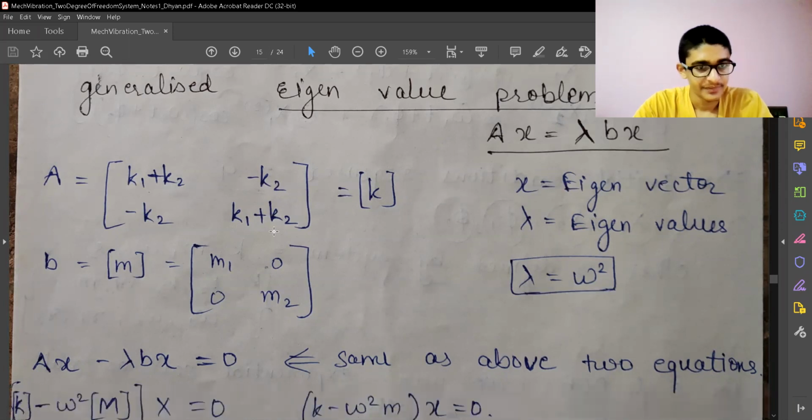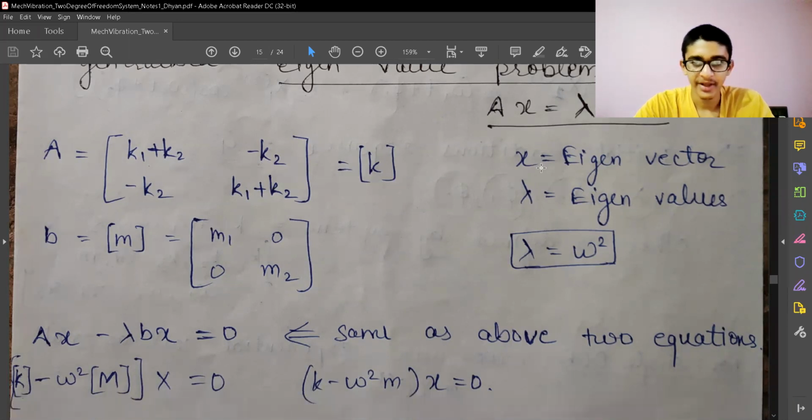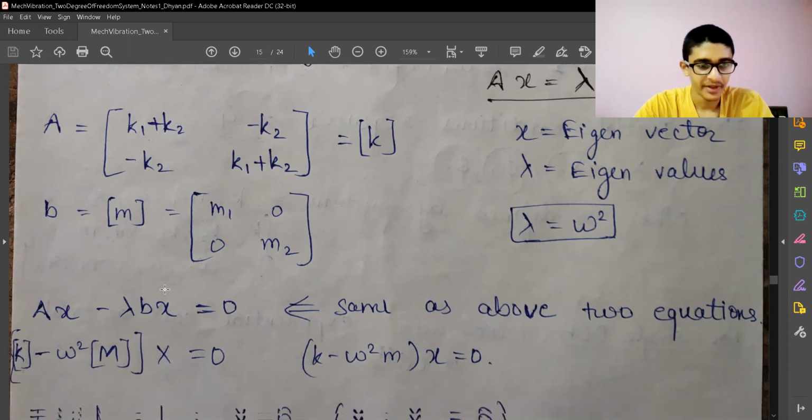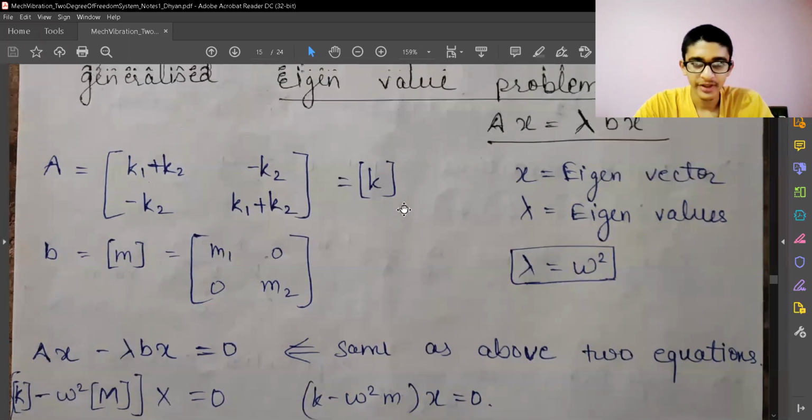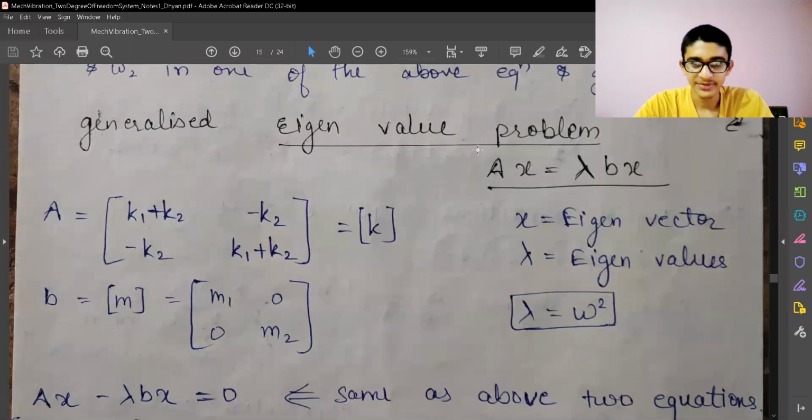And let's take A is equal to the stiffness matrix and B is equal to the mass matrix. Lambda is equal to the eigenvalues, or omega square. So this type of form we have achieved after we have substituted the normal mode condition. That was x is equal to X cos(omega t plus phi), with X1, X2, whatever number of degrees of freedom we have.